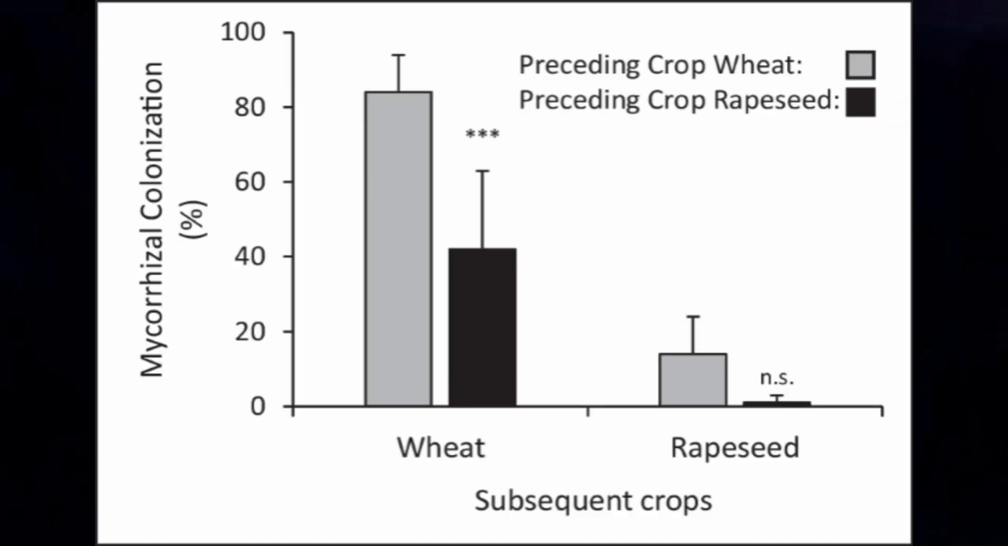And as a result, when the next crop is grown, which is a mycorrhizal crop, that crop has less mycorrhizal colonization as compared to the similar crop species grown in soil where the previous crop was a mycorrhizal crop species. In this scenario, I would like to share one of our recent studies in which we show that wheat crop grown after rapeseed has less mycorrhizal colonization as compared to wheat crop grown after wheat.